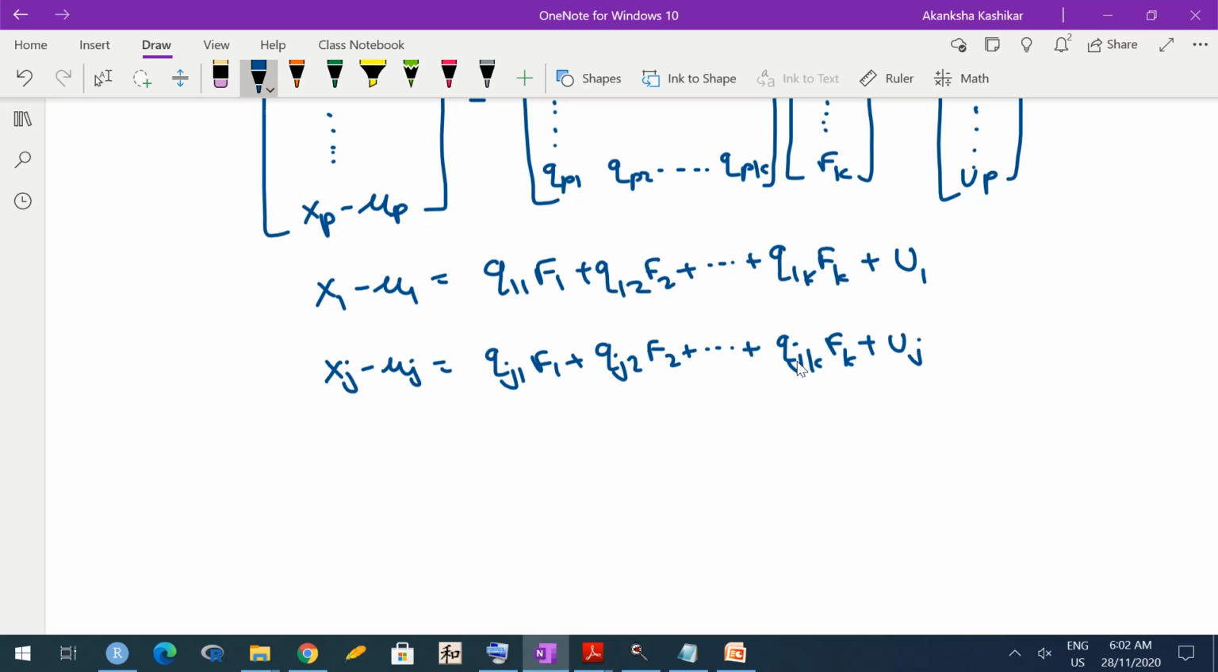Now we have to see what is the role of qij's. See, in x1 minus mu1, q11 kind of denotes the amount or extent up to which f1 is contributing. q12 denotes the contribution of f2. So if q12 is higher than say q11, it would probably mean that f2 has a bigger role in x1 minus mu1 than f1. That's why this Q matrix is known as a loading matrix.